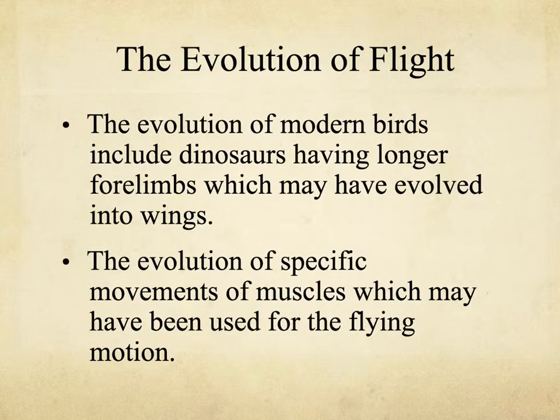More examples of the evolution of modern birds include dinosaurs having longer forelimbs, which may have evolved into wings, and the evolution of specific movements of muscles, which may have been used for the flying motion. Natural selection would favor organisms who could fly farther, which may account for the evolution of hollow bones for lightness.